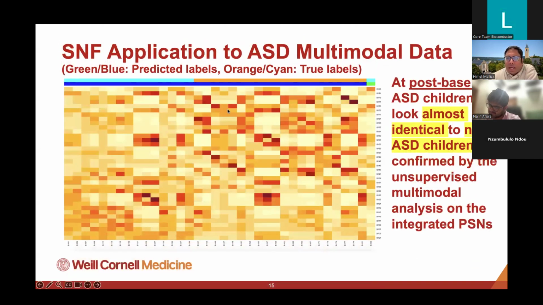But when it was done at the post-baseline, you will see that the algorithm did not find two clusters. It was mostly all of them in a single category except one patient. This was a way to show that these ASD children are now becoming closer to the TD children after the treatment. This was done using this unsupervised technique.